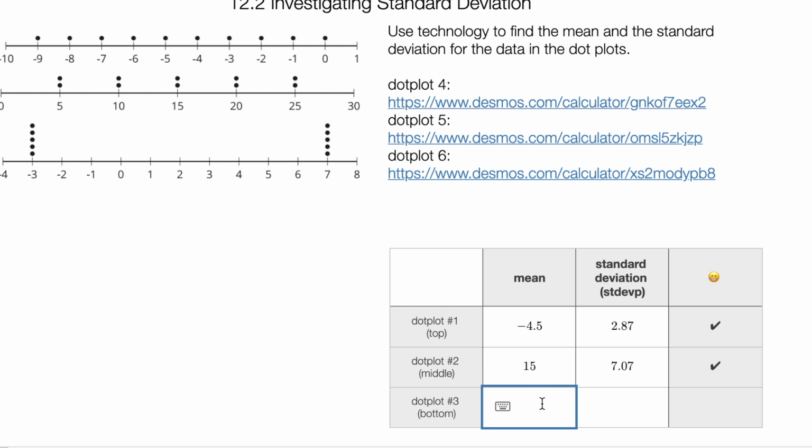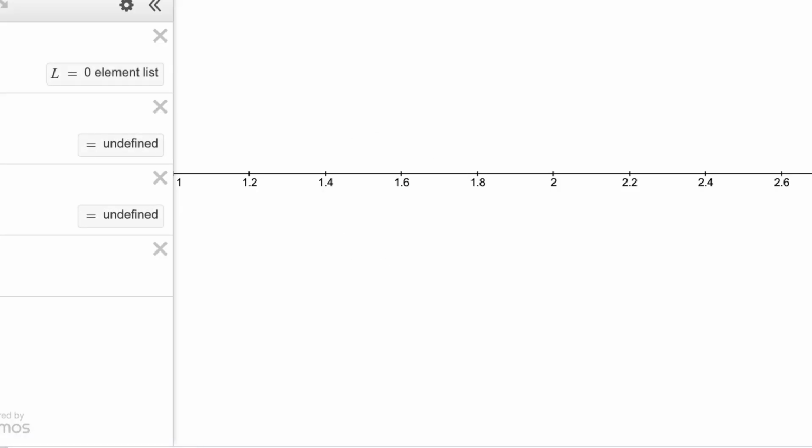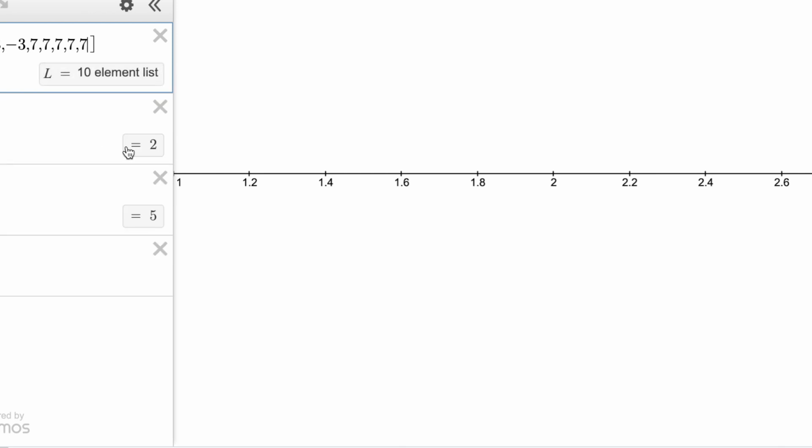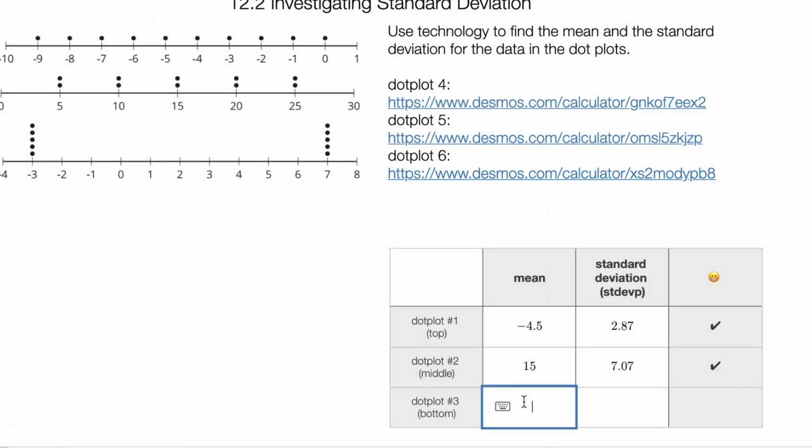Okay, and then we have the last one where we have all of our data values on -3 and 7. So it looks like 5 and 5. So we have -3 and 7. And so our mean is 2 and our standard deviation is 5. So our mean is 2 and standard deviation is 5. So now we have all of those filled in. And we're going to go to the next part.